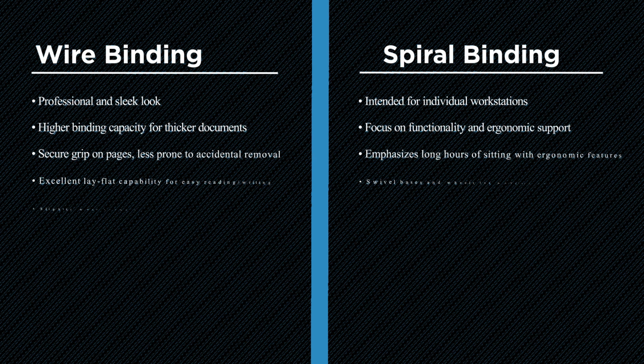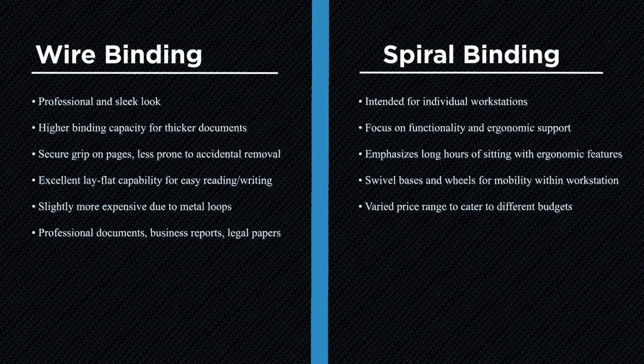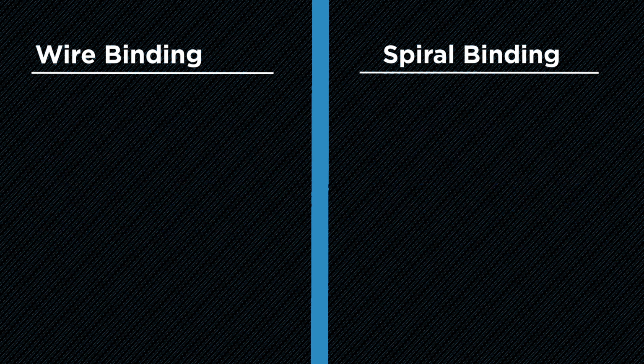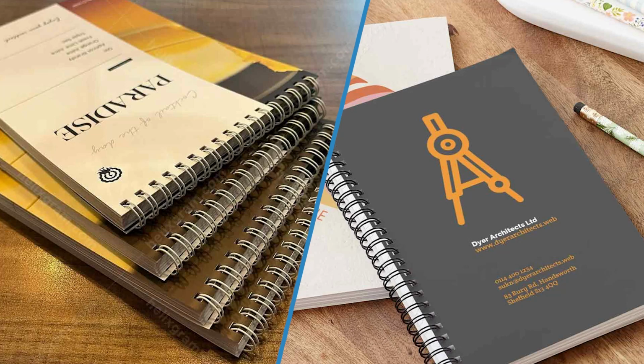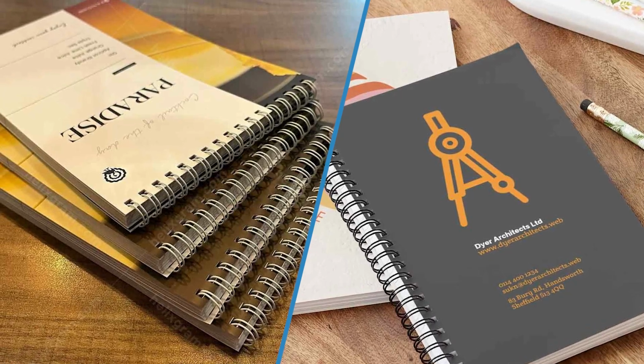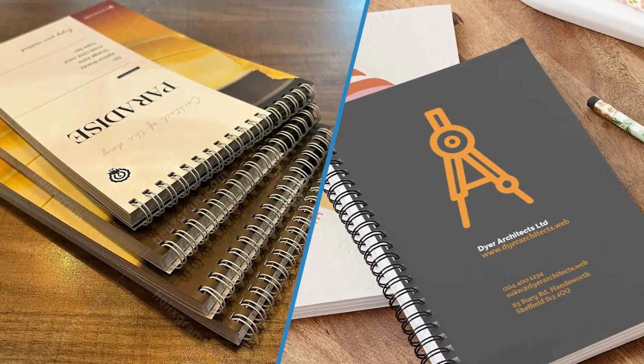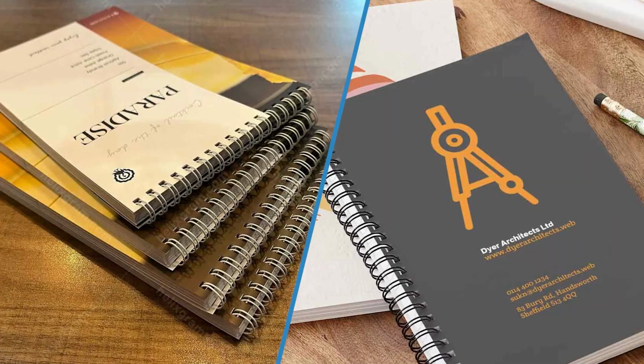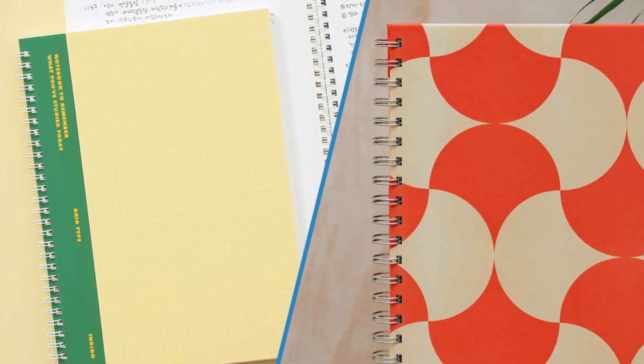Both web binding and spiral binding have their advantages and are suitable for different purposes. If you prioritize a professional look, higher binding capacity, and page security, web binding is a great choice. On the other hand, if ease of editing, lay flat capability, and a more playful appearance are important to you, spiral binding may be the better option. Consider your specific requirements and preferences when making your decision.